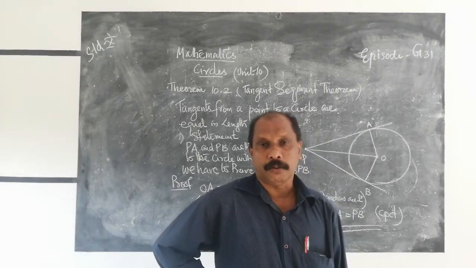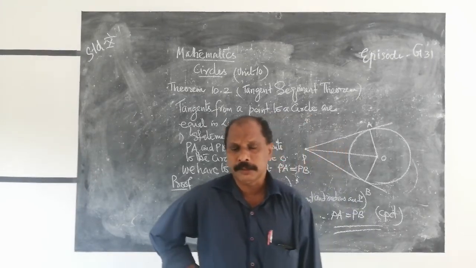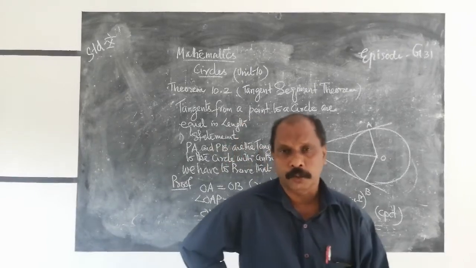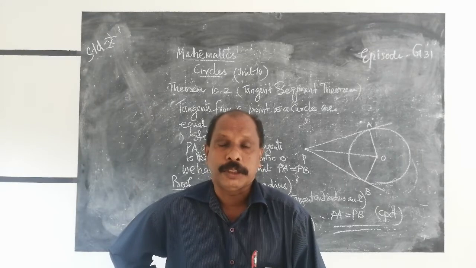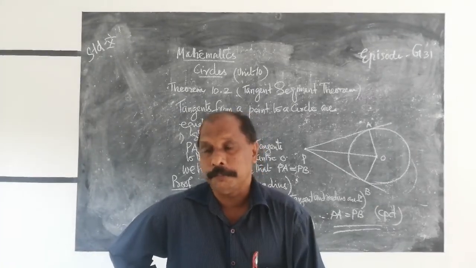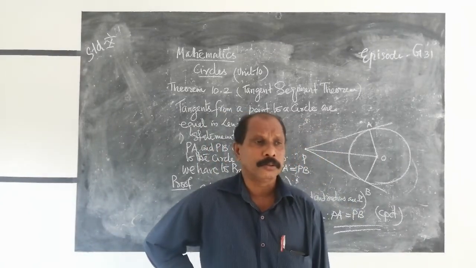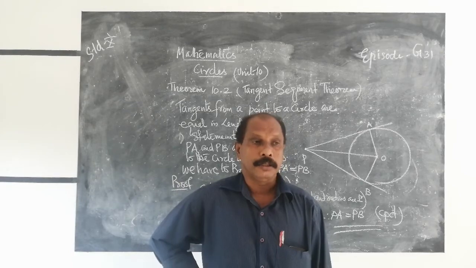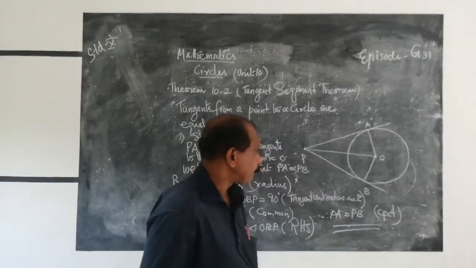Therefore, triangle OAP is congruent to triangle OBP, that is RHS. That means one side is the radius OA and OB, the other is the hypotenuse OP. Therefore, using the RHS theorem, triangle OAP is congruent to triangle OBP. Therefore, the corresponding parts are equal. That is OA is equal to OB, PA is equal to PB, by CPCT. That is the proof of this theorem.